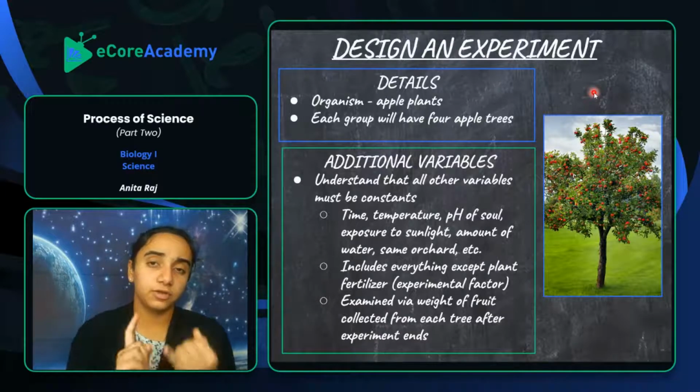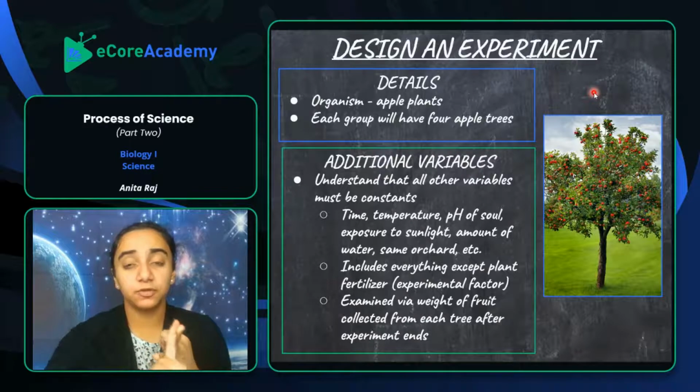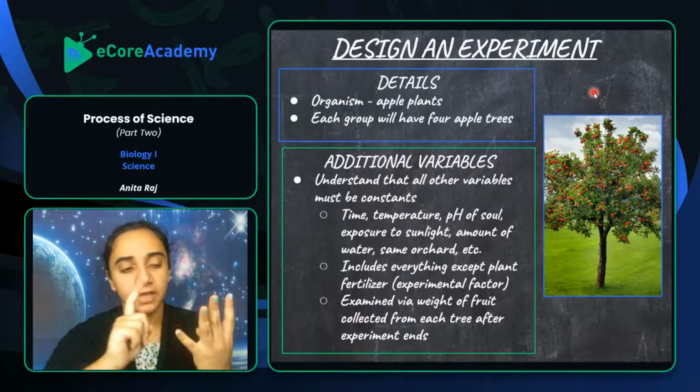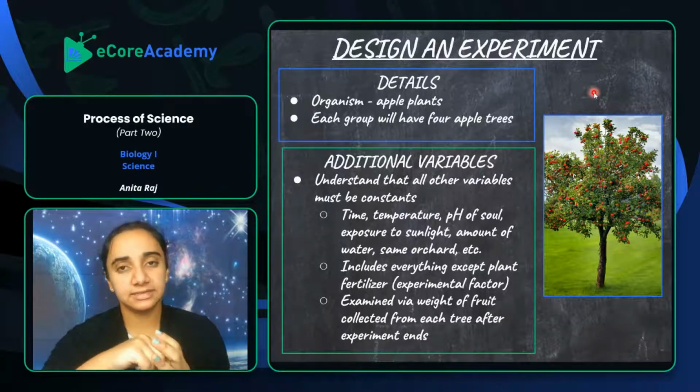We have the control group. We have the first experimental group, second experimental group, and third experimental group. Each of these groups are going to have 4 apple trees. So in total, we're going to have 16 apple trees.